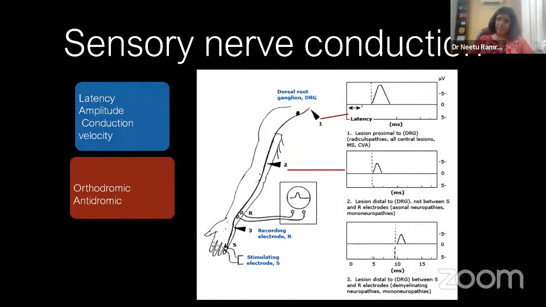So what are the parameters we check when we are doing these measurements? What we measure is the latency, which is the time taken from the point of stimulation to the generation of the potential. The amplitude is the height of the potential. The conduction velocity is a calculated measurement depending upon the length over which the stimulation happens. And as I've discussed previously, we can do it orthodromic and antidromic both.